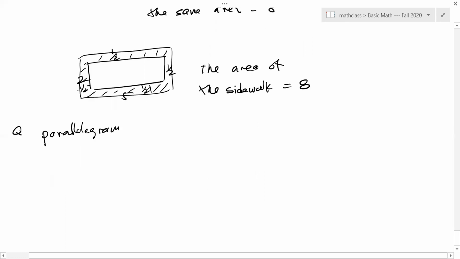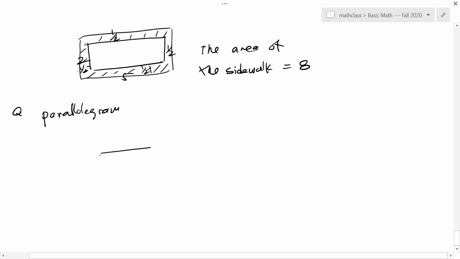Parallelogram means you have two pairs of parallel lines, right? How can we find the area of the parallelogram? If this side is A and this side is B, I cannot say A times B, so the area is not going to be A times B.